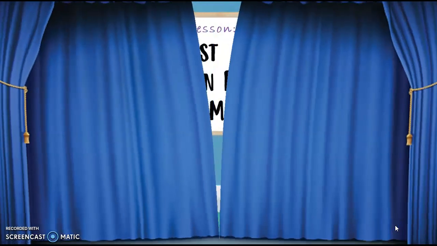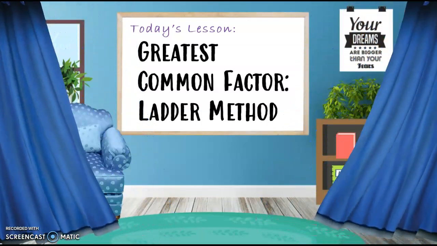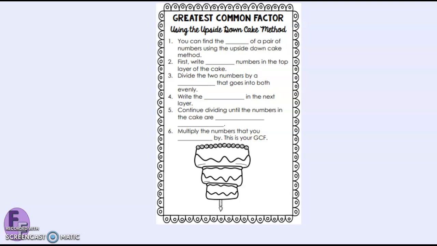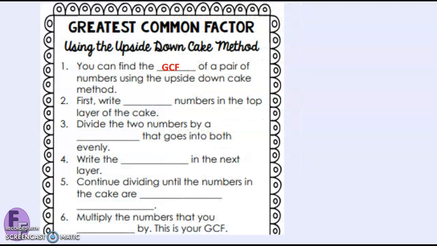Today's lesson is using the ladder method or the cake method to find the greatest common factor. This method uses prime factorization, or dividing by prime numbers, in order to find the greatest common factor. We use a cake to represent it because of the layers we use with division. You can find the greatest common factor of a pair of numbers using the upside down cake method.